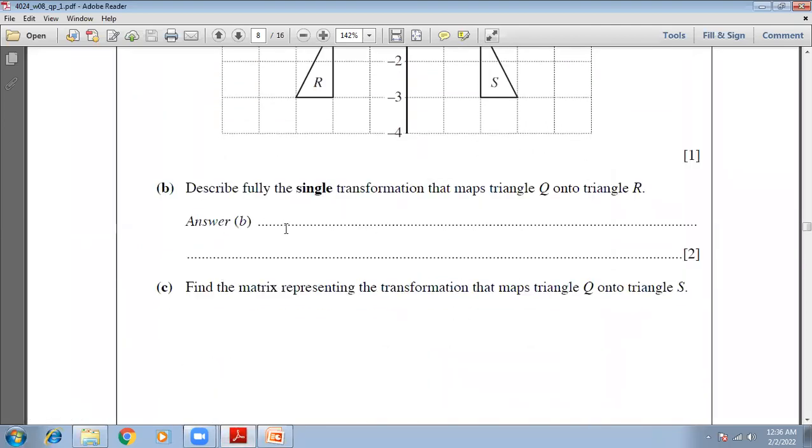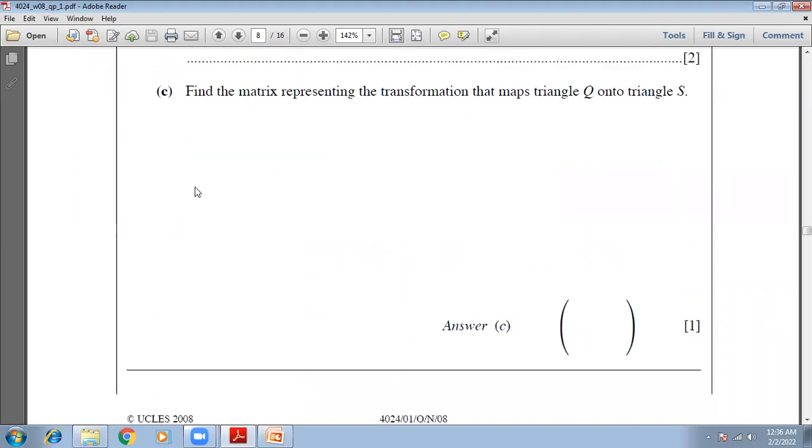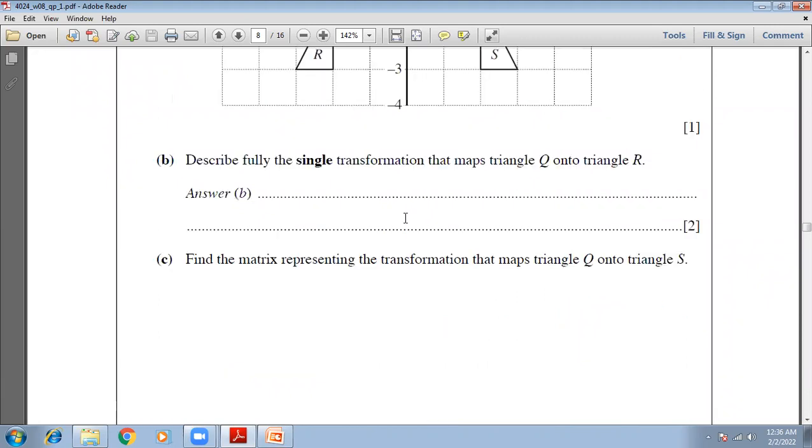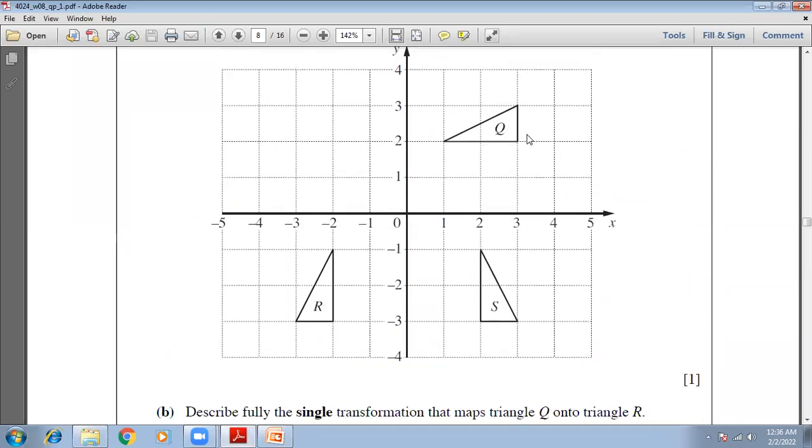Okay, so we are done. This is a 2-mark question. It's a reflection in the line y equals -x. Then the question says, find the matrix representing the transformation that maps triangle Q onto triangle S. This looks like a rotation. If you use a set square, you will find that it is actually a rotation.